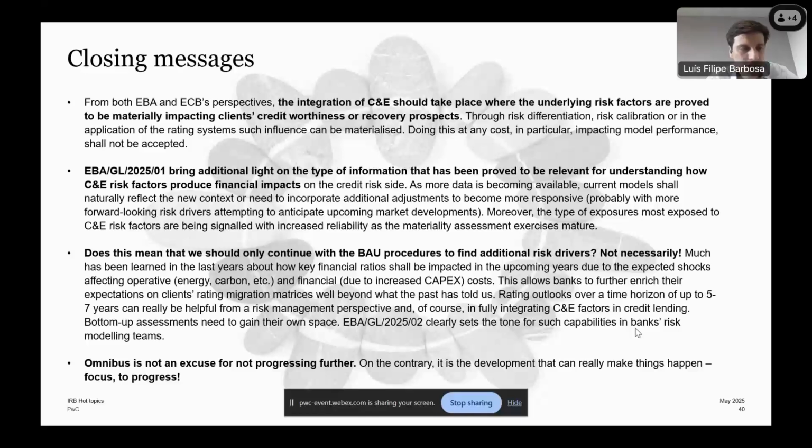So Omnibus is not an excuse. It's precisely the opposite. It makes us eager, from our side, to focus and to invest in progressing where it's really most relevant to us. And this is it from my side.